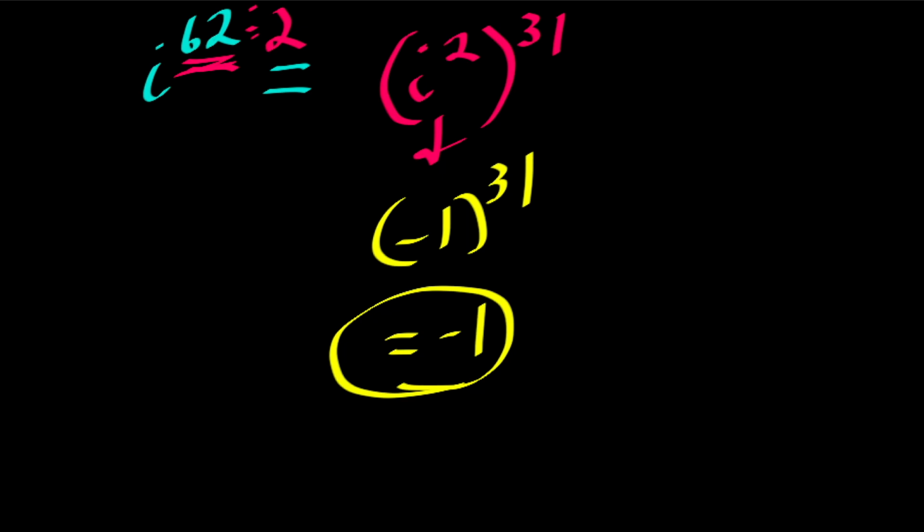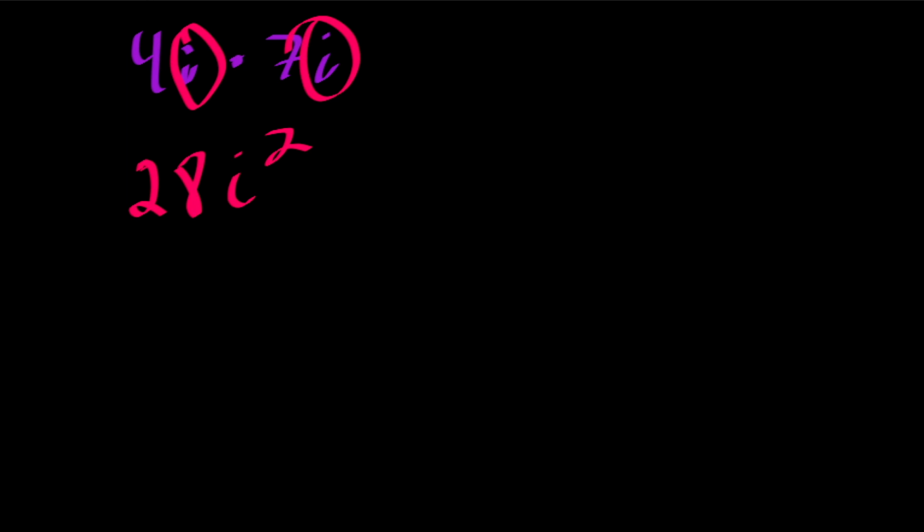Now, the whole reason we're doing this is so that we can do problems like this. Let's say I have 4i times 7i. Well, I'm going to treat i as a variable. So when I multiply this, I'm going to do 4 times 7, which is 28. And then I'm going to do i times i, which is i squared, because remember, when we multiply variables, we add the exponents. So if this is i to the first and i to the first, that gives me i squared.